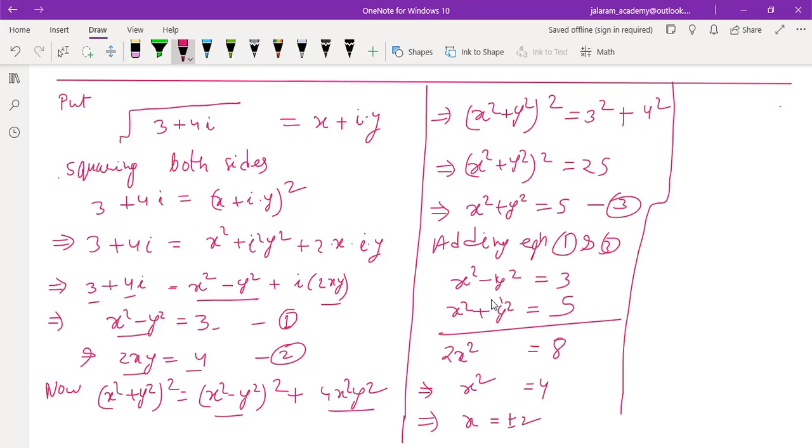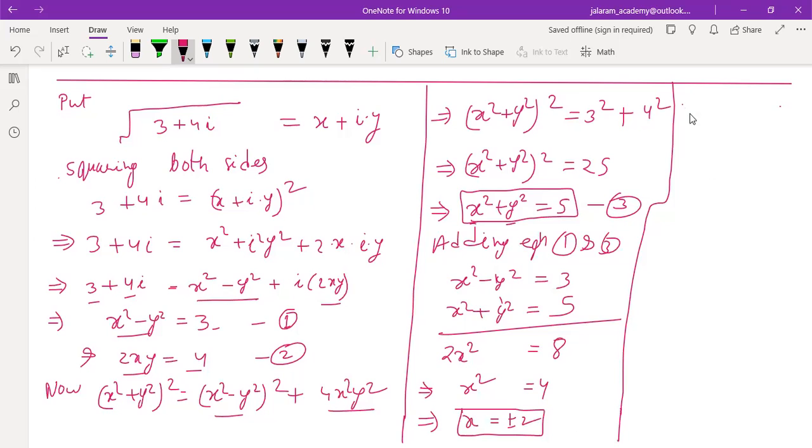The main question: why have we not taken plus minus 5 in this equation? Can you tell? We have taken the square root but not written plus minus 5. Do you know why? Sir, as it is x square plus y square, both are positive. Sum of two positive numbers is always a positive number. But in this, x can be positive or negative both. So x equals plus minus 2.